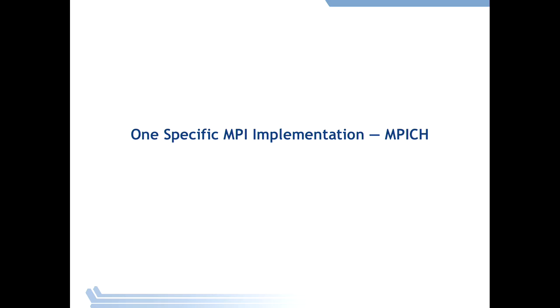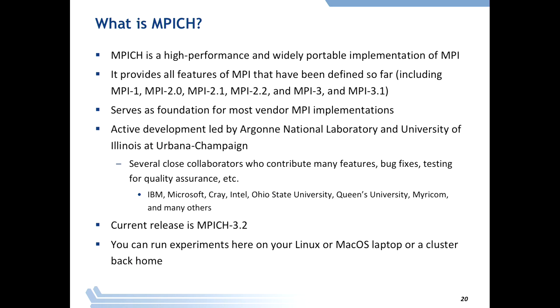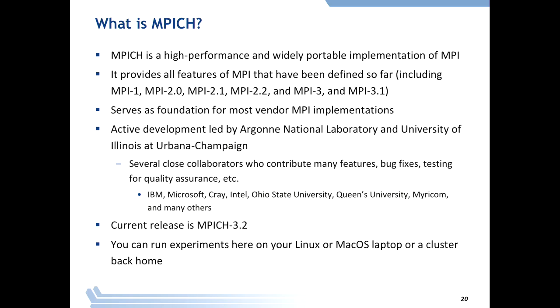One specific MPI implementation that we're familiar with because we wrote it, MPICH, is a widely portable implementation of MPI. It's not the only one, but we're quite familiar with it, and it provides all the features of MPI, including the MPI 3 stuff. It serves as the foundation for most vendor implementations. So for example, if you run on Vesta or Mira, you're using an MPICH-based MPI implementation. It's still being developed at Argonne and at UIUC. And we also have several other collaborators who contribute features and bug fixes and so forth.